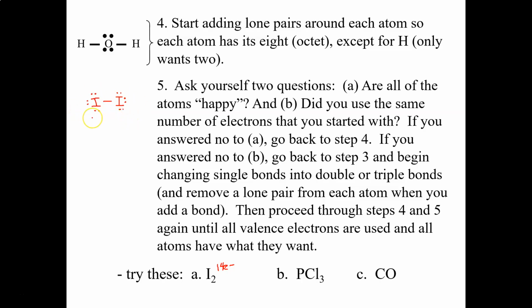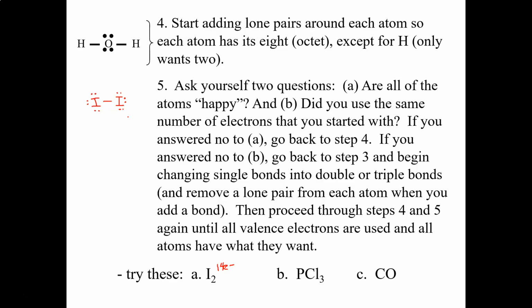So we now ask ourselves the 2 questions. Did we make all of the atoms happy? Do they all have the number of electrons they want to have? Yep. And did we use the number of electrons that we started with? So let's count. We have 2, 4, 6, 8, 10, 12, and then the 2 in the middle make 14. So that must be the correct Lewis structure for I2.